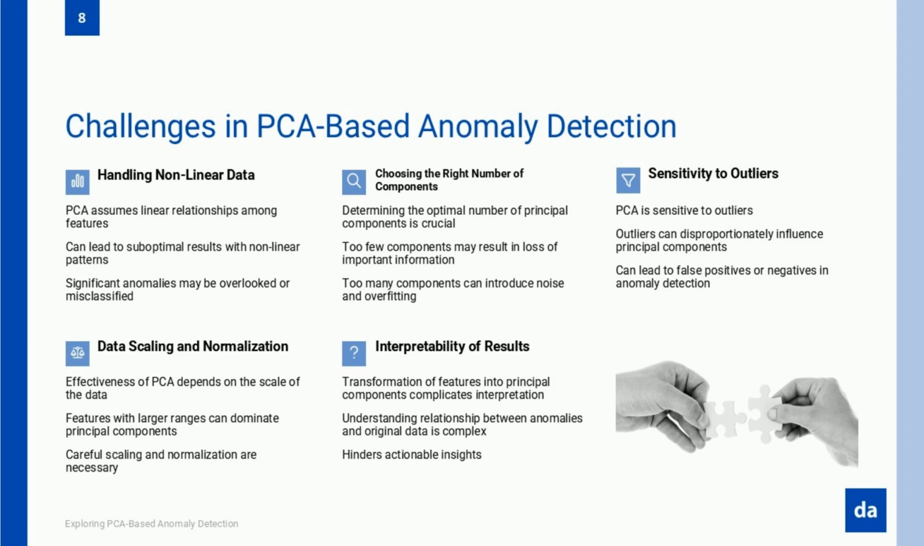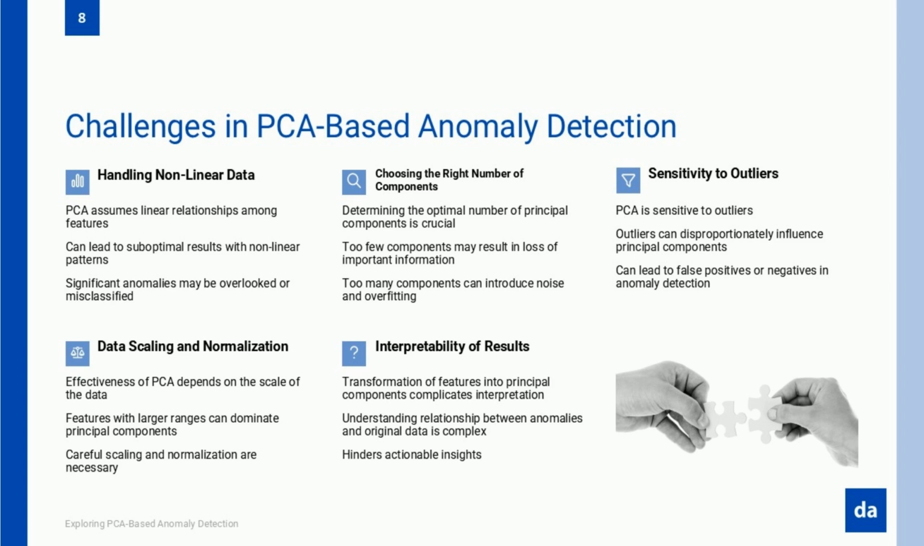Another often overlooked challenge is data scaling and normalization. PCA relies on the assumption that all features contribute equally, but if some variables have much larger ranges than others, they can dominate the principal components. Features with higher numerical values may appear more significant just because of their scale, not because they contain more important information. Proper normalization and standardization, scaling all features to a similar range, is crucial for making PCA work correctly.